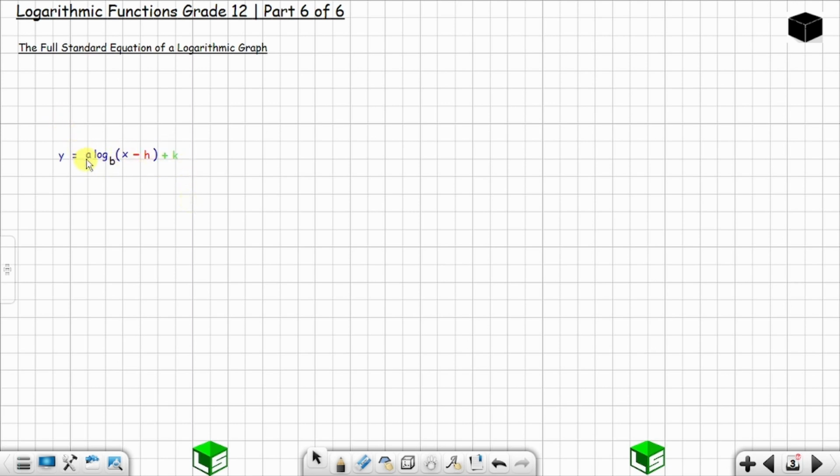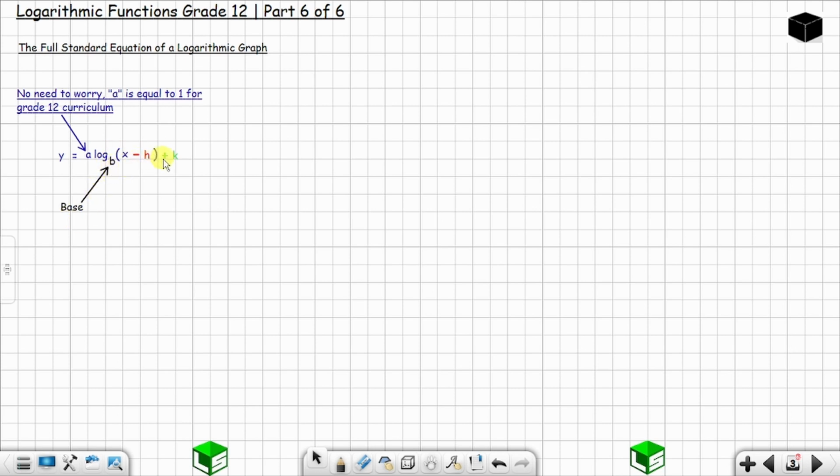For the letter A, you don't need to worry about it because A is equal to 1 for the grade 12 curriculum. If you happen to get a negative value of A, then you have to understand that the graph is reflected about the x-axis. And B is going to give you the information about the base.